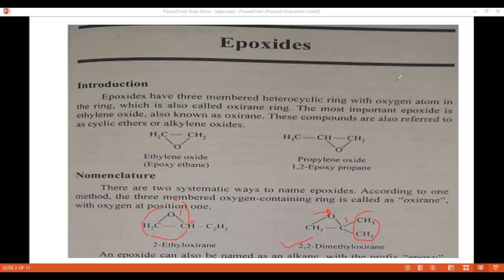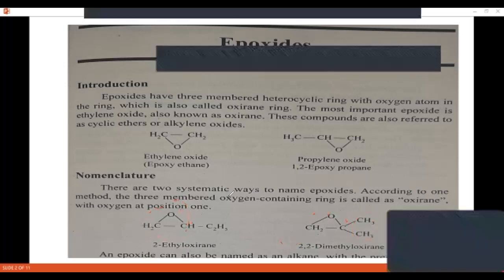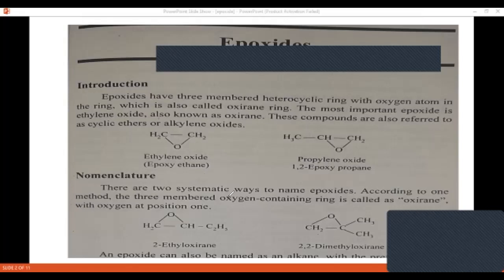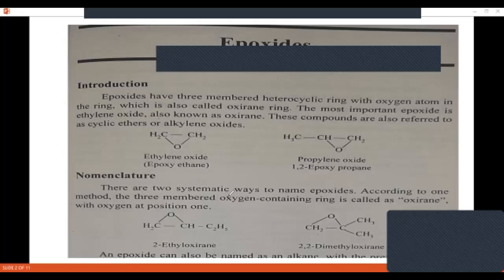Now, another method: the epoxide can also be named as an alkane with the prefix epoxy. The two numbers designate the location of the atoms to which the oxygen is bonded.